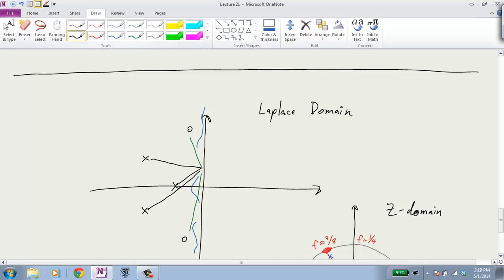And if you look at it, you remember that 1 over s minus s pole 1 transforms in Laplace inverse to e to the minus sp1 t, u of t. So the real part of this pole is the decay in the time domain. It's how quickly the impulse response decays. And the complex part of the pole is the oscillation.